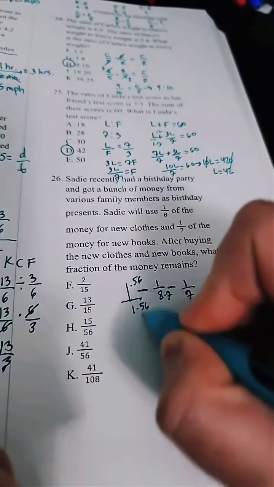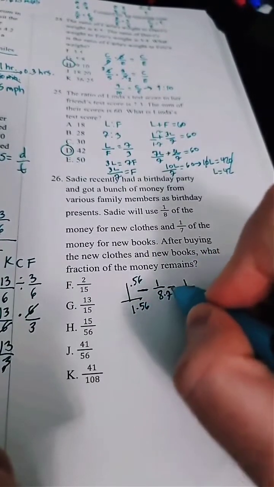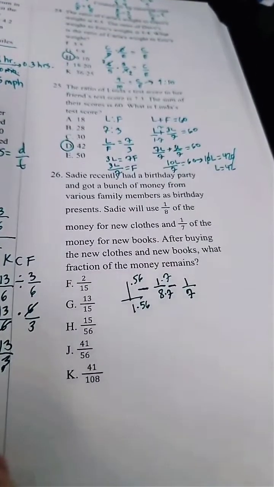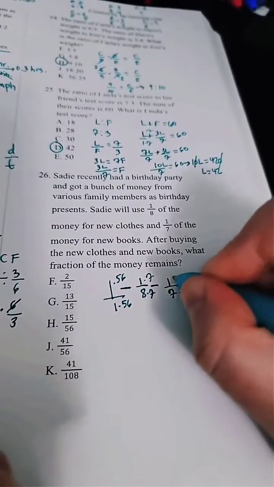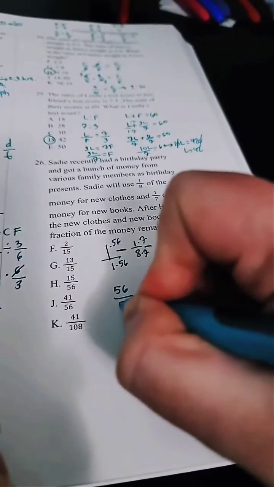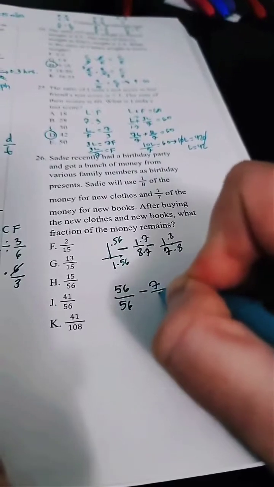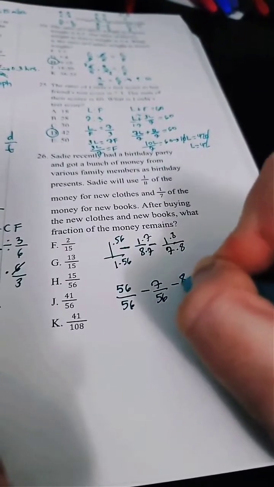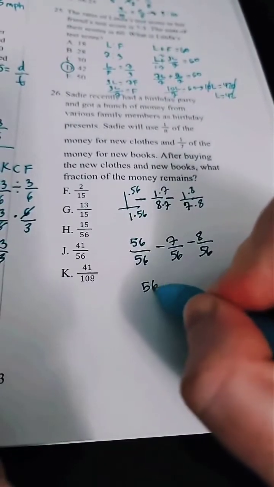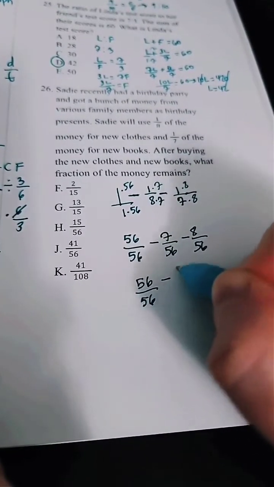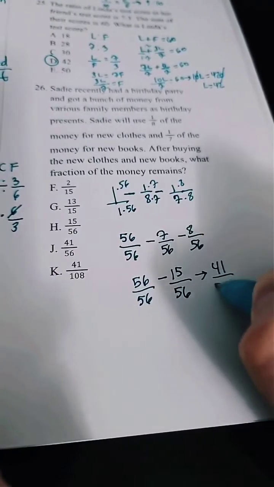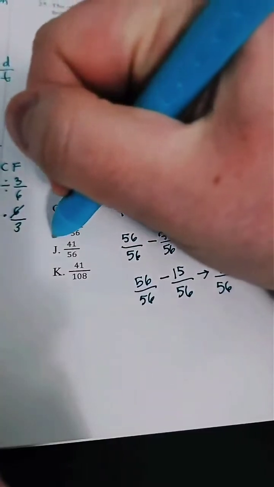I can multiply by 56 on top and bottom to get a denominator of 56 there. I can multiply by 7 top and bottom here to get 56 on the bottom, and multiply by 8 top and bottom here to get 56 on the bottom. So I have 56 over 56 minus 7 over 56 minus 8 over 56. That's 56 over 56 minus 15 over 56, which is 41 over 56. So it would be J.